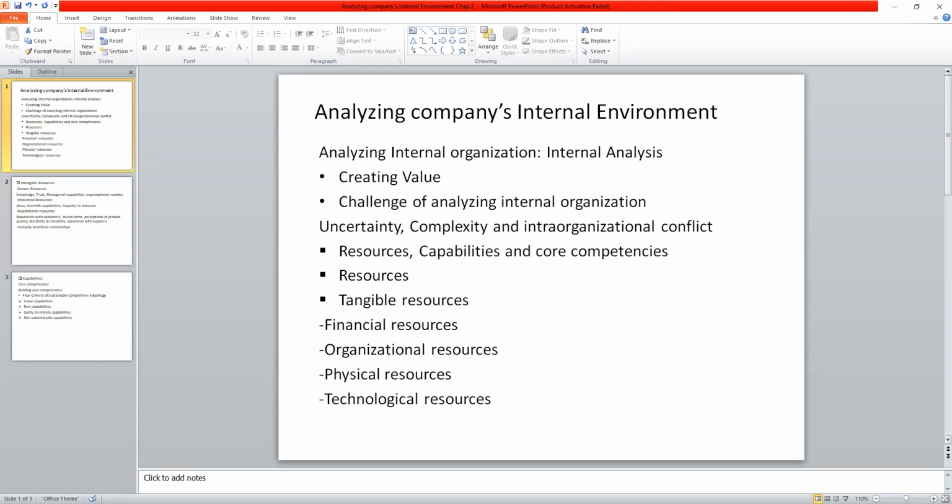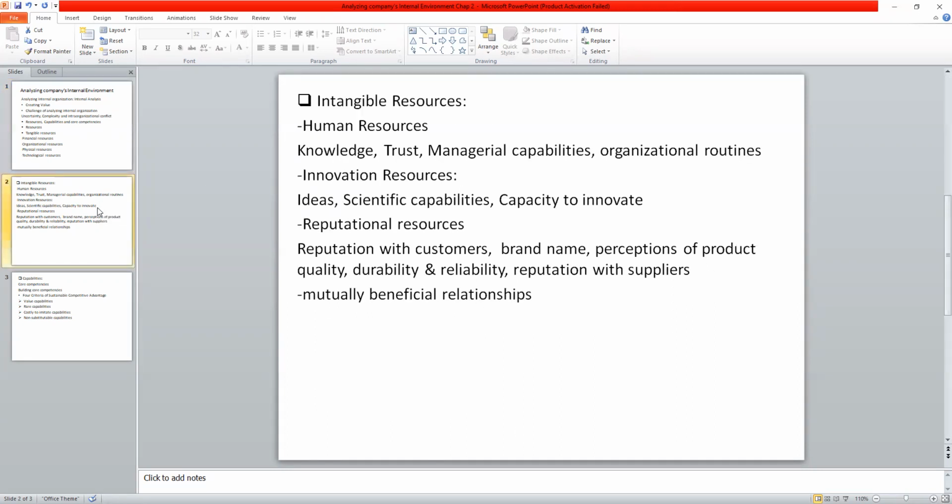Now coming to the next part, that is intangible resources. The intangible resources include the human resource or the innovation resources and reputational resources. Now, compared to the tangible resources part, intangible are more superior or have more edge over the tangible resources.